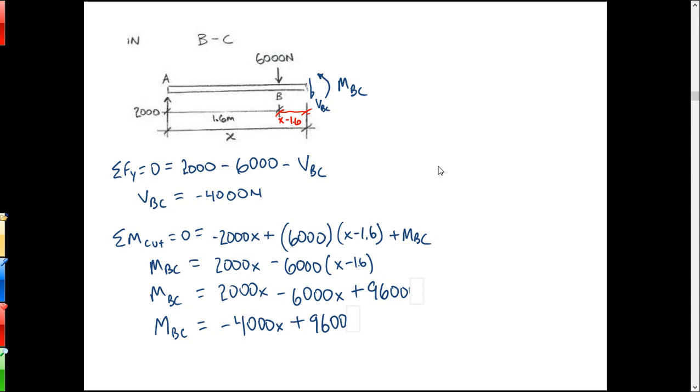Okay, so I'm getting VBC there is negative 4,000, and that holds anywhere between B and C because I just have discrete loads on there, and the sum of them works out to be that 4,000 difference there, the difference between them, you would say. Now, I get an equation for the moment because the moment arms are constantly changing as I work my way across from B to C. So I'm going to get sum of moments about the cut is 0 is negative 2000x plus 6000 times its moment arm, which is x minus 1.6, and then plus MBC.